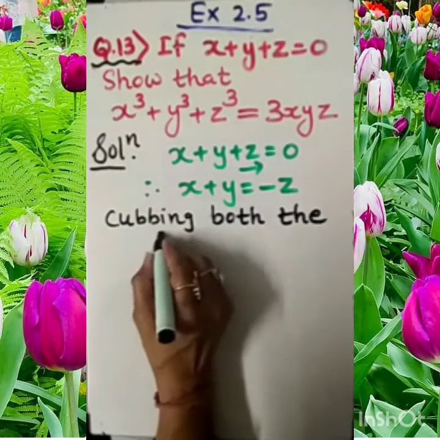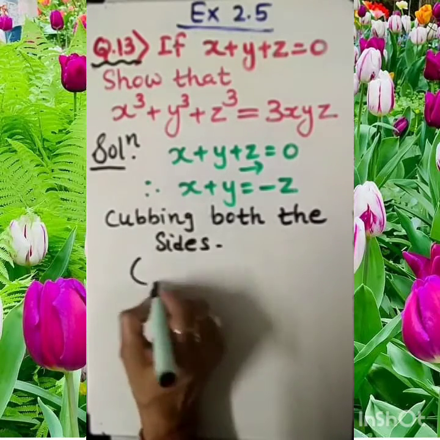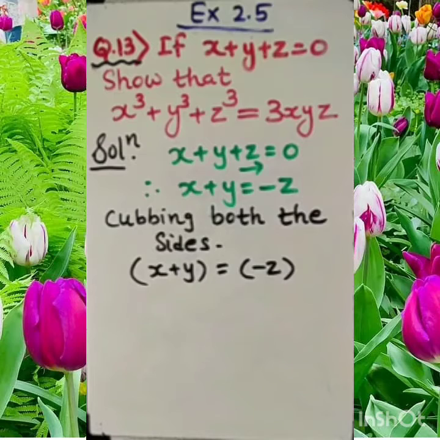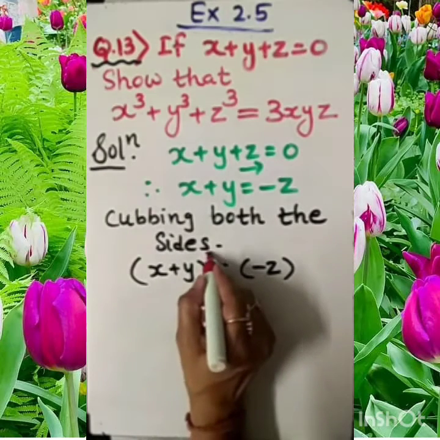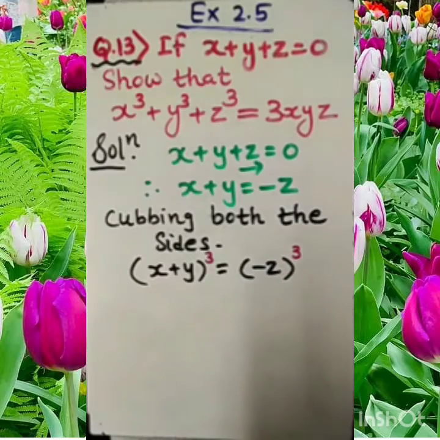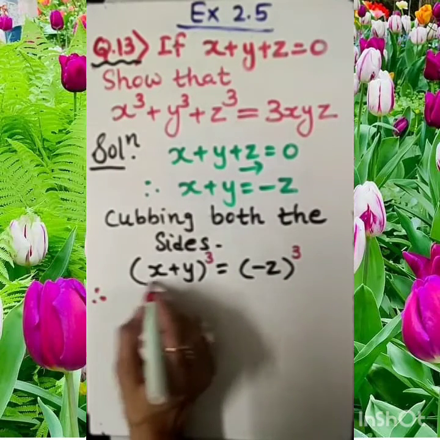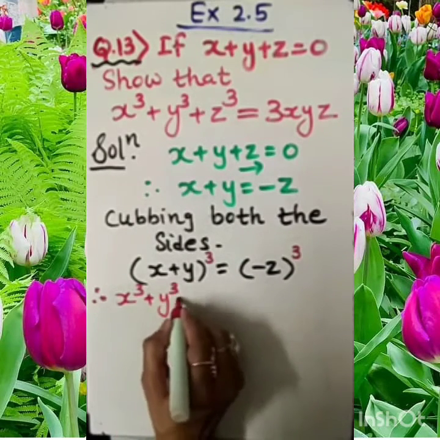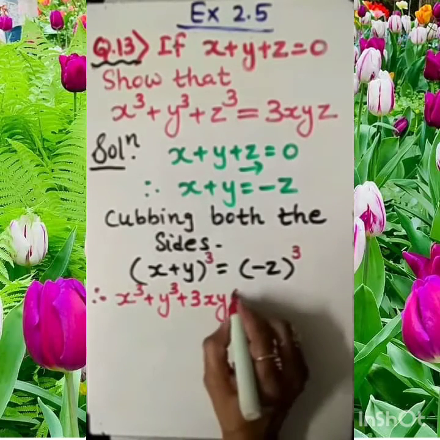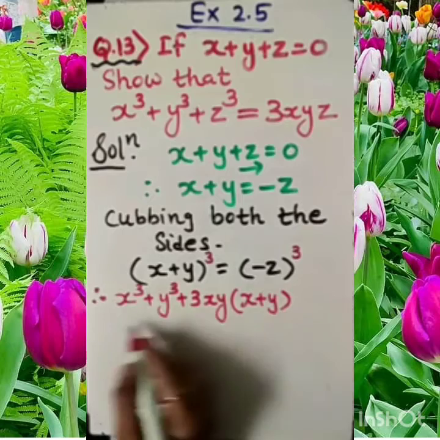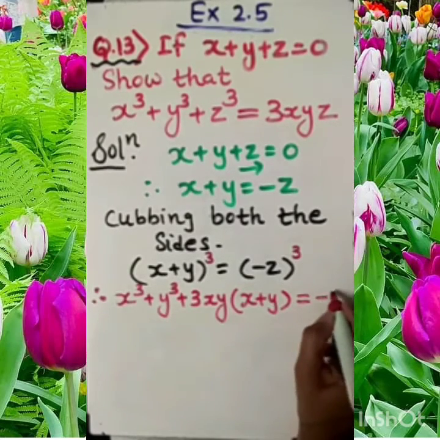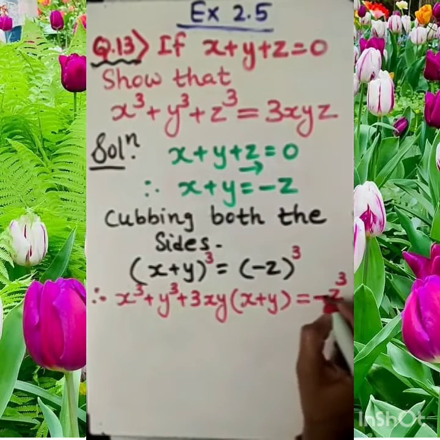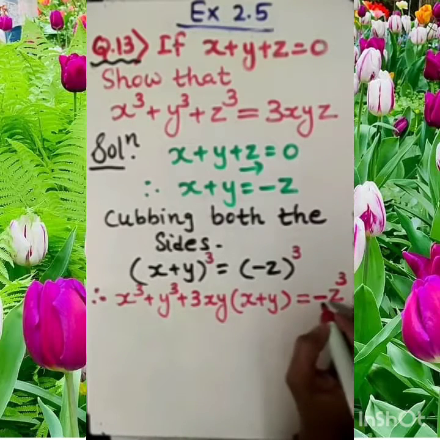Cubing both the sides. If we do the cubing, then here we will have x plus y and this side minus z. Fine. If I am cubing, means here I am writing 3 and here also 3. That is called cubing. Then what is the cube identity of this? We know that is x cube plus y cube plus 3xy and in bracket x plus y. That is cube wala identity. And of course minus z whole cube will be minus z cube because of negative and here odd number. So minus z cube. Don't forget to write this minus.